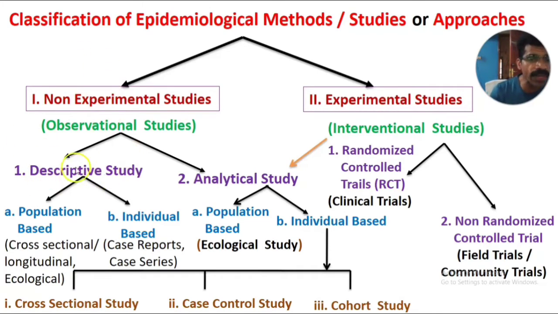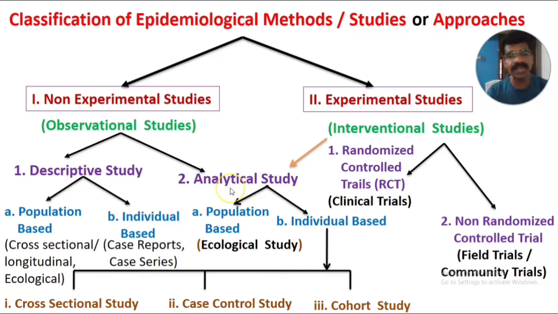For example, how many people or cases are there in the community in relation to hypertension, diabetes, COVID-19, etc. How many people are there according to person, place and time. That is, who are the people affected in that community, where it occurred, in which ward, and when, which time of the month or period of the year. That all comes under descriptive study.